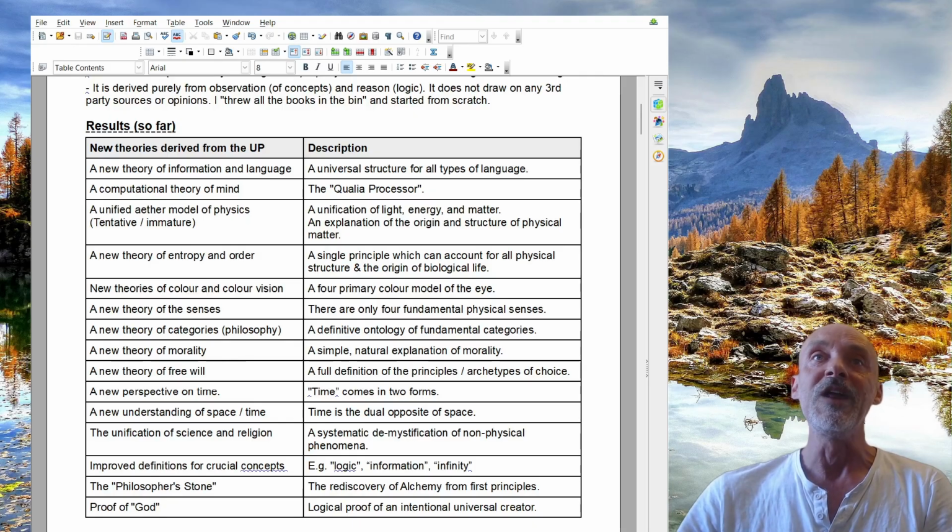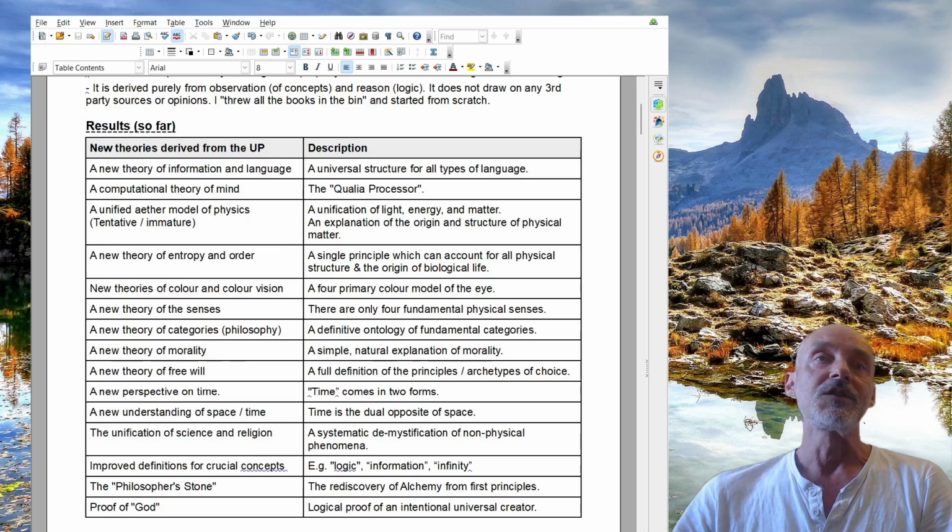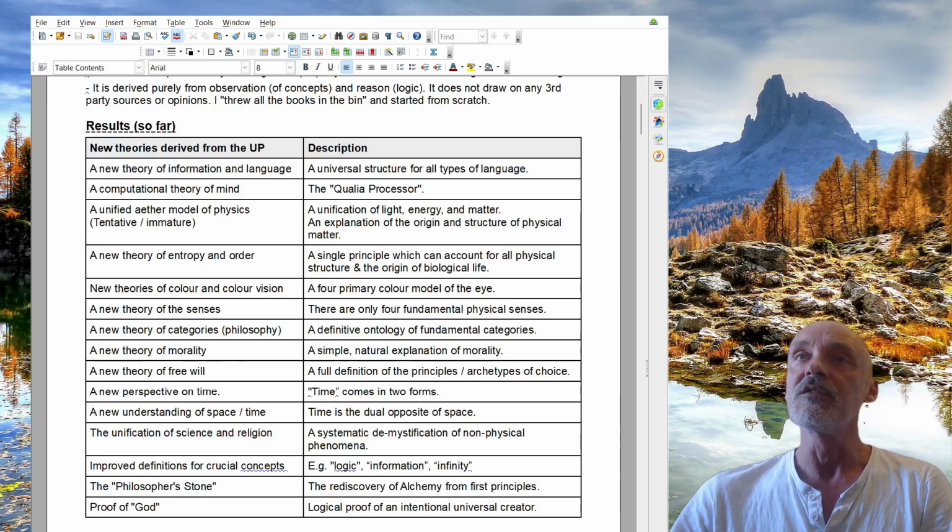The UP has laid out a new theory of colour and colour vision. So currently it's thought that our eyes work on RGB, a bit like a video camera, using the three primaries of red, green and blue. However, some of the data doesn't quite match that. The sensitivities of the cones in the eye don't really match up with that theory. There's an anomaly in there. And the UP suggests that actually we have a four primary colour model of the eye, and it explains those anomalies. So it may or may not be correct, but at least it does imply that it can explain the data better.